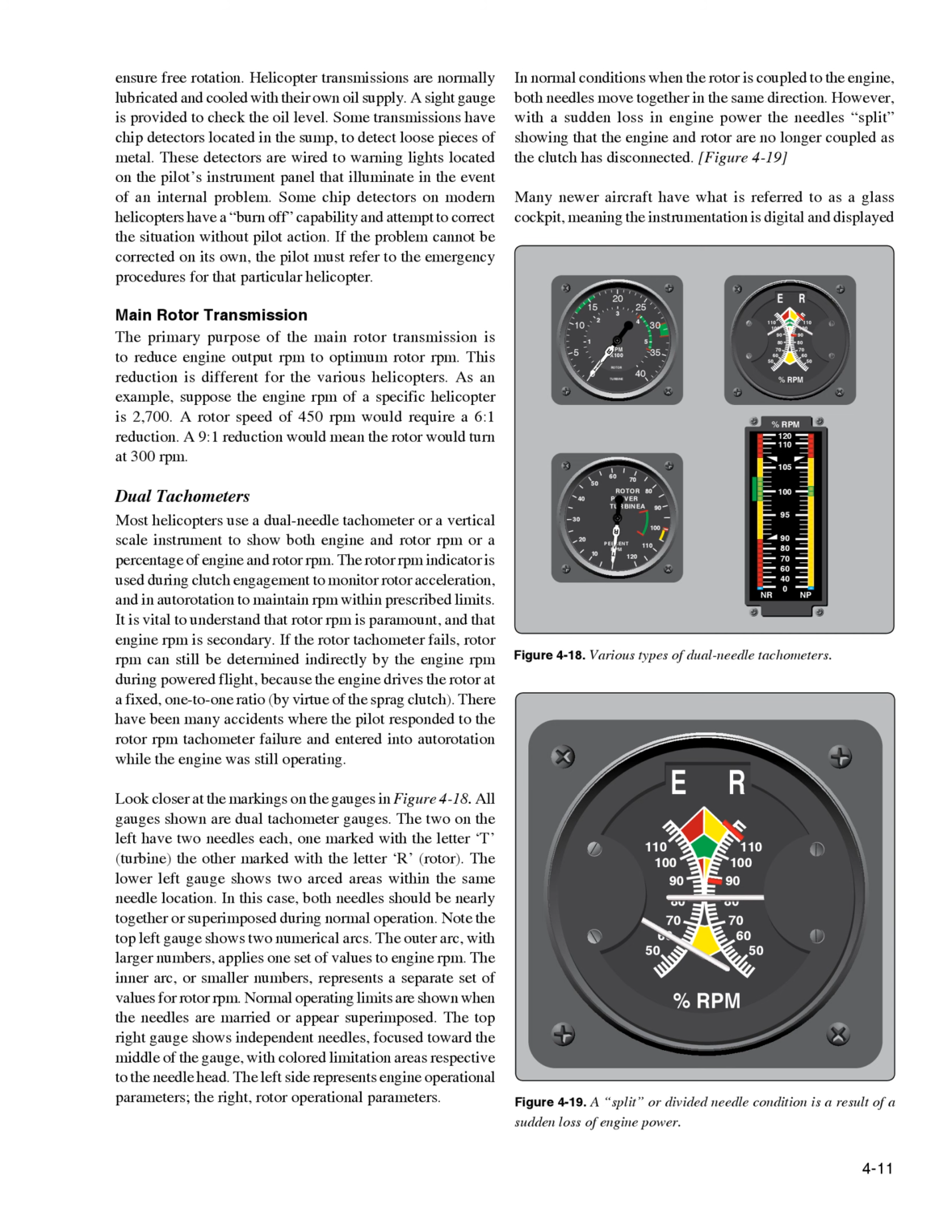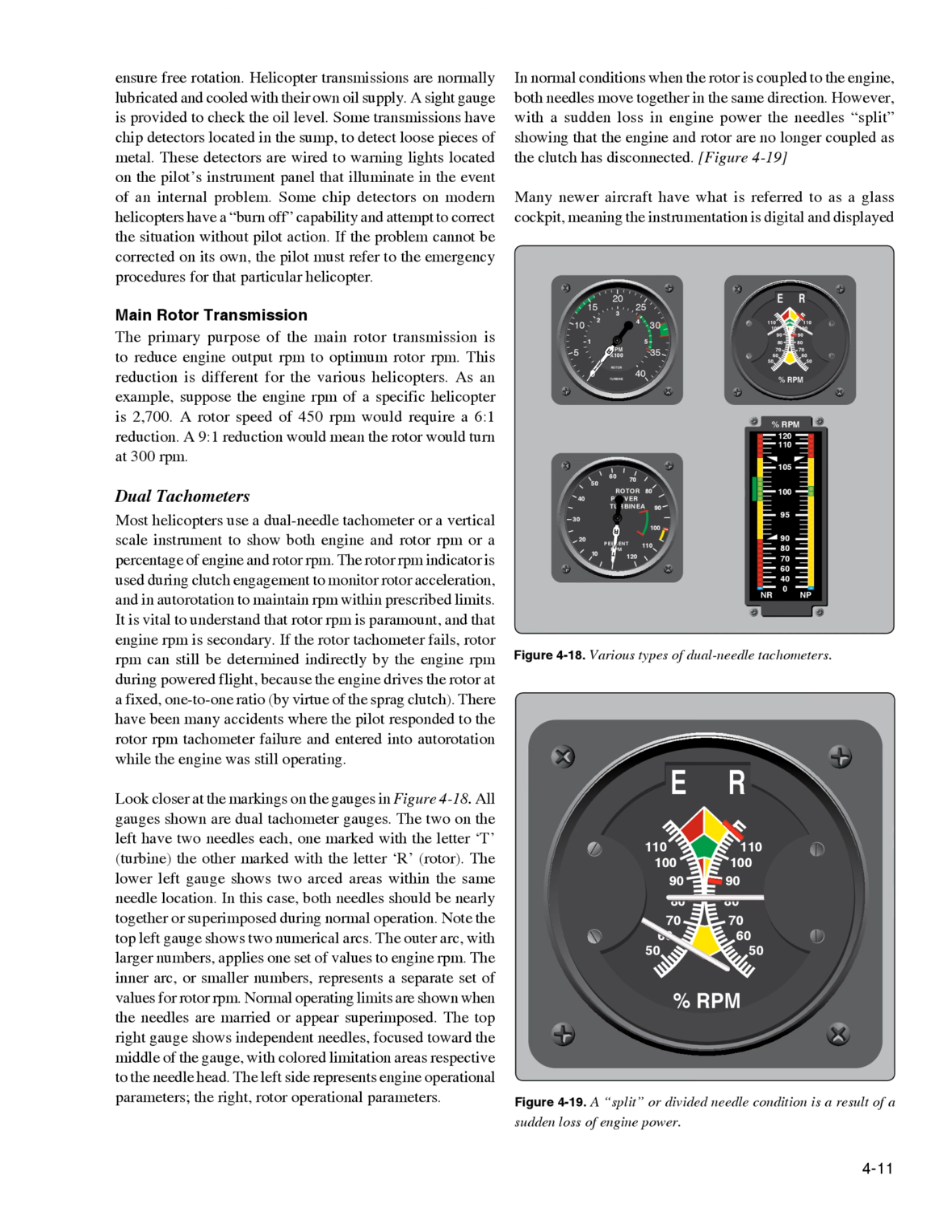If the rotor tachometer fails, rotor RPM can still be determined indirectly by the engine RPM during powered flight, because the engine drives the rotor at a fixed, 1:1 ratio, by virtue of the Sprague clutch. There have been many accidents where the pilot responded to the rotor RPM tachometer failure and entered into autorotation while the engine was still operating.